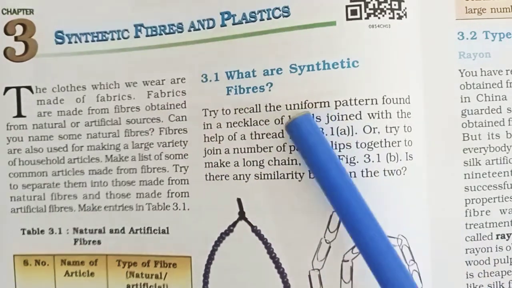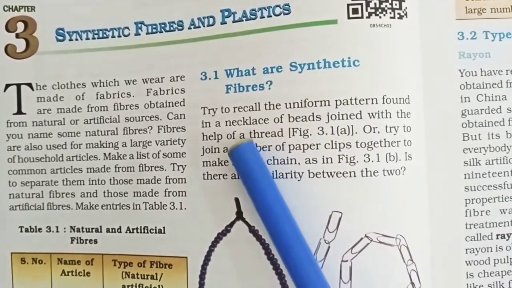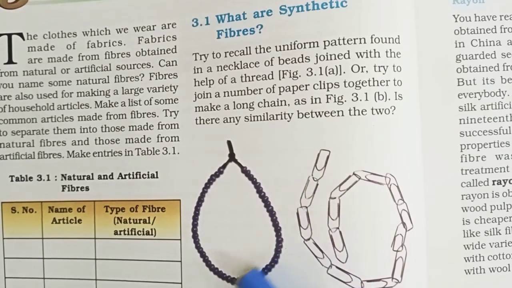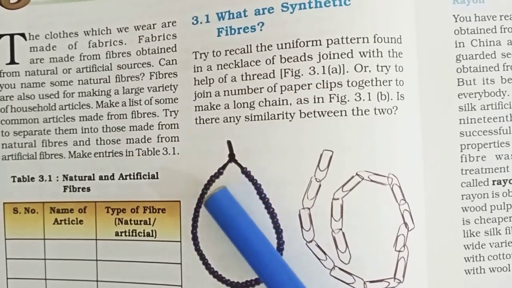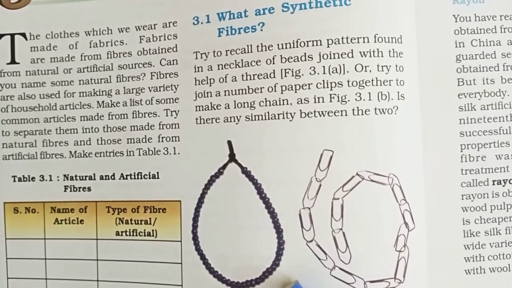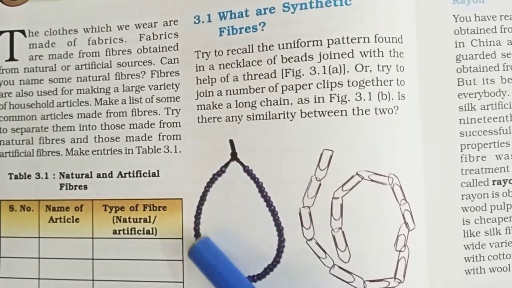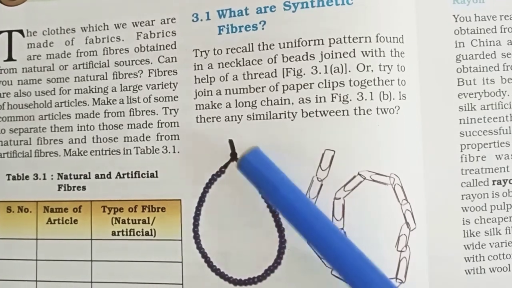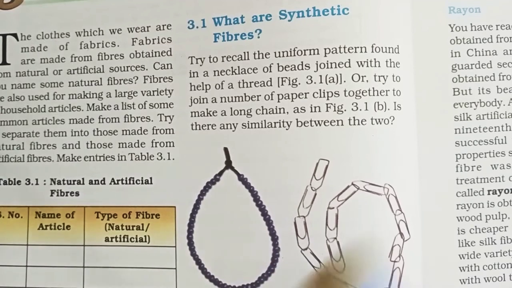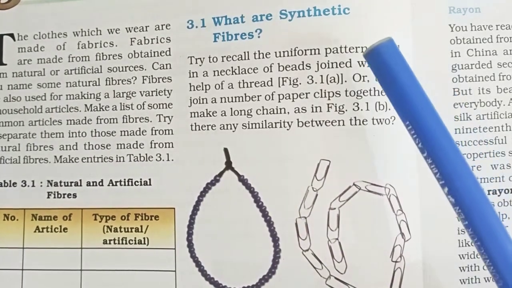Okay, so first of all, let us start from here. They have shown you one beads necklace. Isn't it? What will they do? They will take so many beads of the same color and shape, and then they will tie them all together to prepare this necklace. This is an example to explain how synthetic fibers are formed.